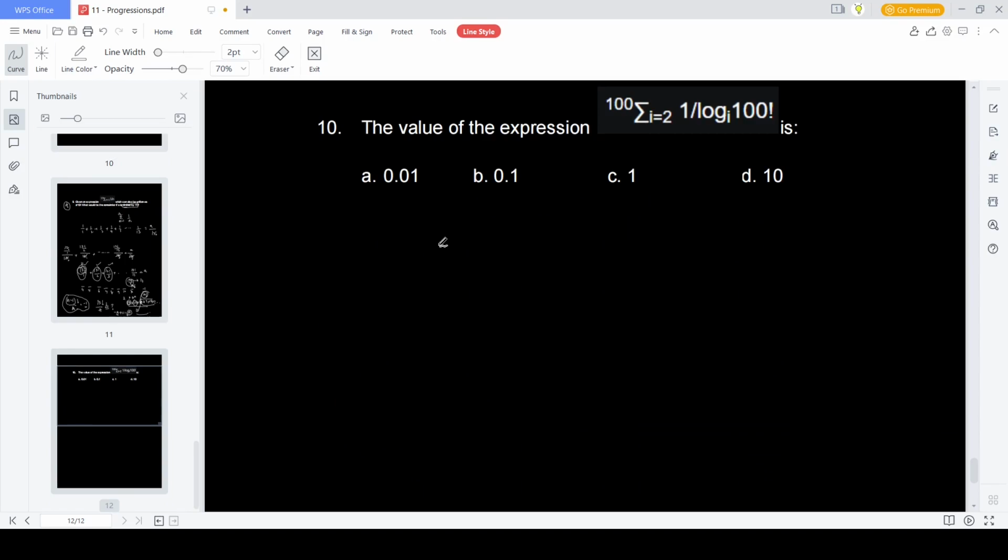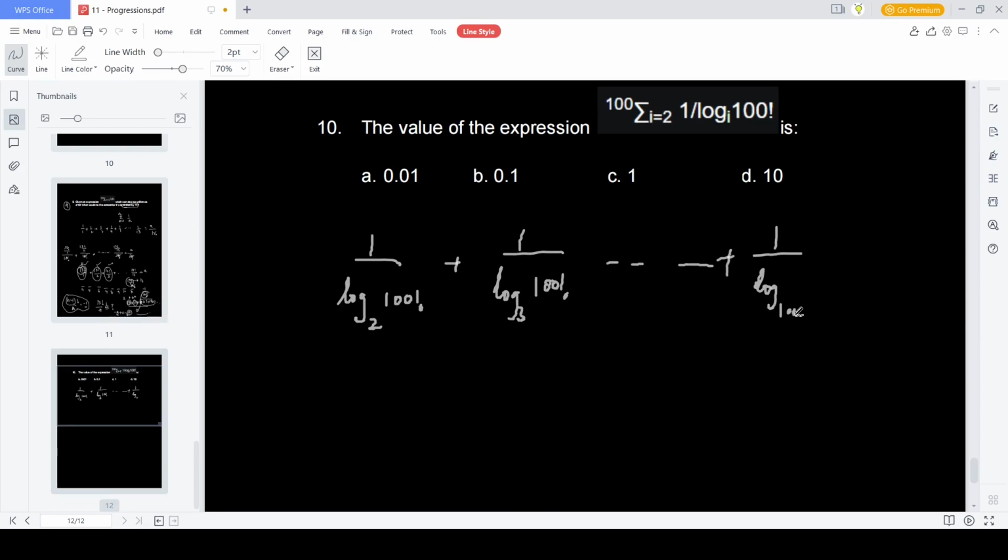Last question. The value of the expression summation from i equal to 2 to 100 of 1 by log i 100 factorial is what? My next video is going to be on logarithms itself, so I will cover that in depth over there, the properties of logarithms and all. But see, here we can write this whole expression as 1 by log, it starts from 2, right? Log 200 factorial plus 1 by log 300 factorial, so on, up to 1 by log 100 factorial.